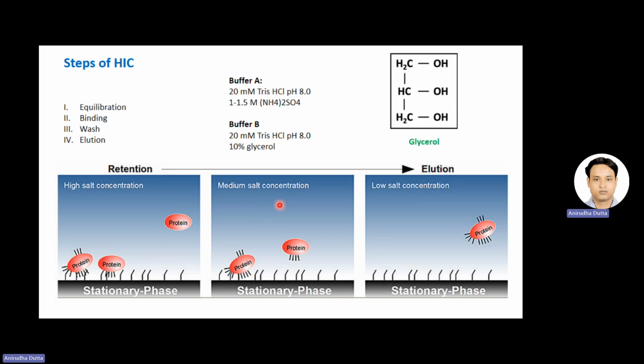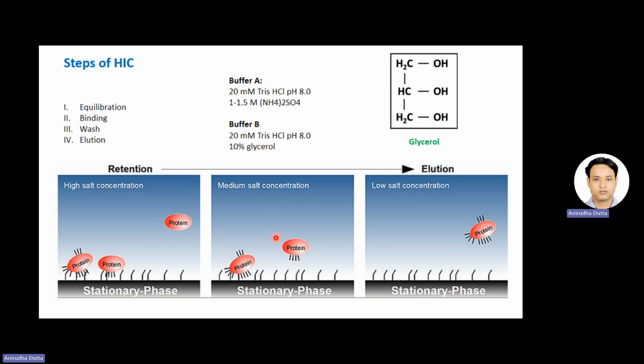So salt would reduce slowly, and glycerol would increase slowly. After the salt concentration is reduced to a certain point, the proteins which have less surface hydrophobicity would be removed, because they have weaker interaction with the matrix. The protein of your interest may be whichever it is. If it has stronger interaction, it will be eluted at the end.